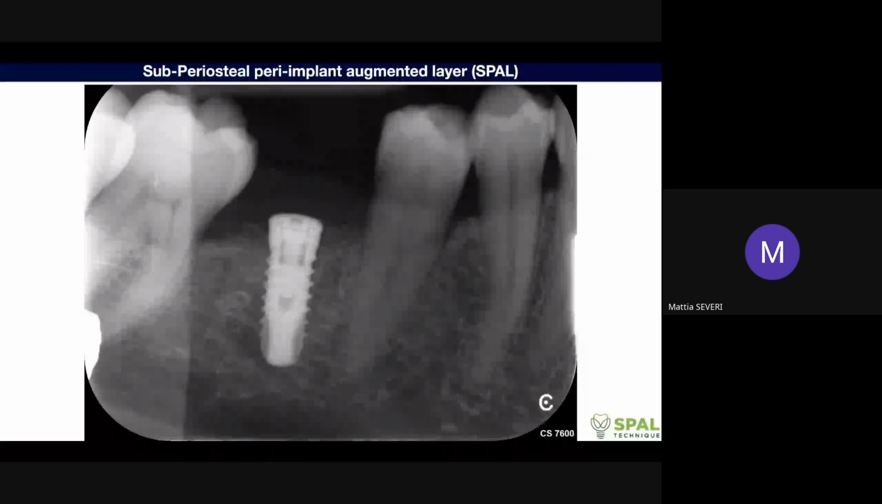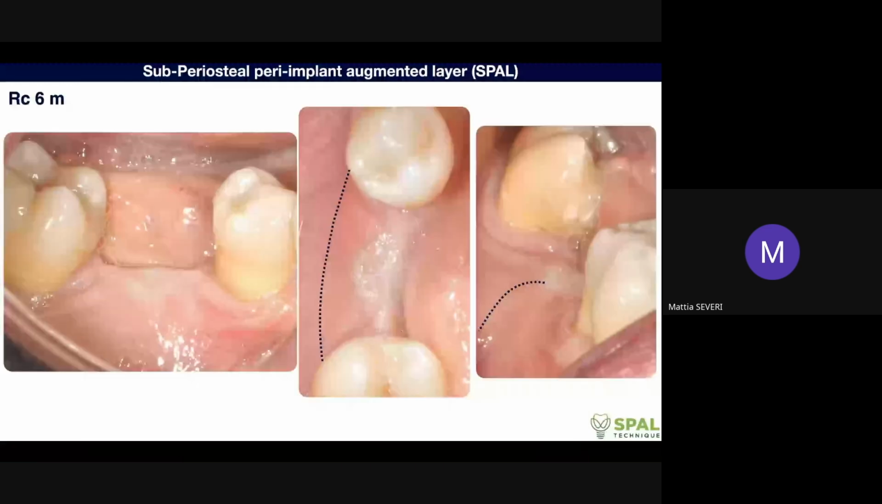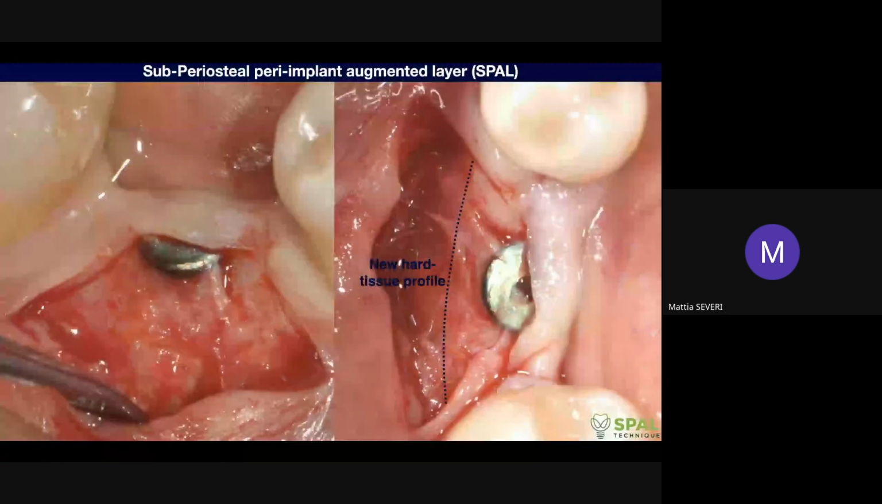And in fact, the X-ray is what we want to see at the end of the intervention. We obtain a complete primary intention closure at 2 weeks. And at 6 months, when we are ready for implant uncovering, we can see that the profile is completely different. We moved from a concavity to a convexity, so we already know that our implant will be completely covered by new hard tissue.